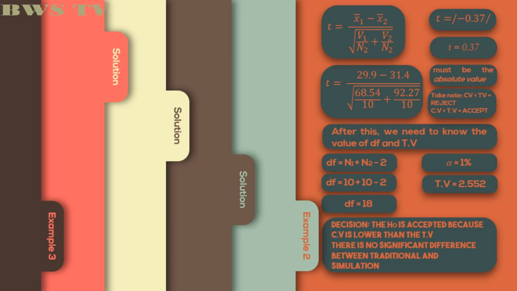So now, we must compare the computed value and the tabular value. Your computed value is equal to t, and your tabular value can be seen at the table of values. If your computed value is less than the tabular value, reject the null hypothesis. If your computed value is greater than the tabular value, accept the null hypothesis.